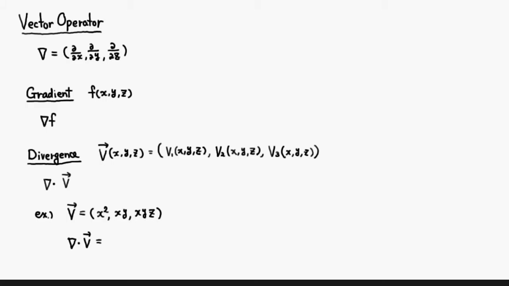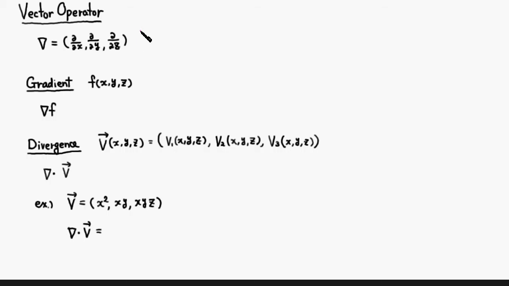All right, let's look at the vector operator. This upside down triangle is called nabla. So maybe I should write that down. Nabla. You can think of it as a vector operator, and the first component is partial with respect to x, the second component is the partial with respect to y, and the third component is partial with respect to z.